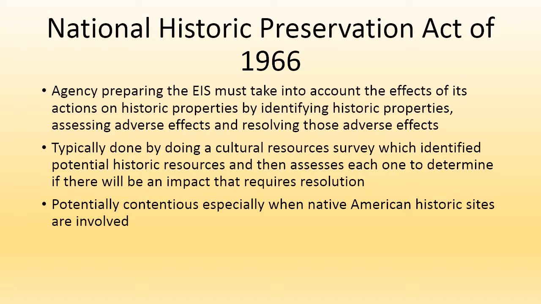Similar to the Fish and Wildlife Coordination Act, agencies preparing an EIS will err on the side of caution and conduct a cultural resources survey or, at a minimum, ask the State Government Historic Preservation Office, called SHPO, to search their records and advise if there are any potentially significant historic resources. States are required to have a depository of this information and will provide such report when it is required.